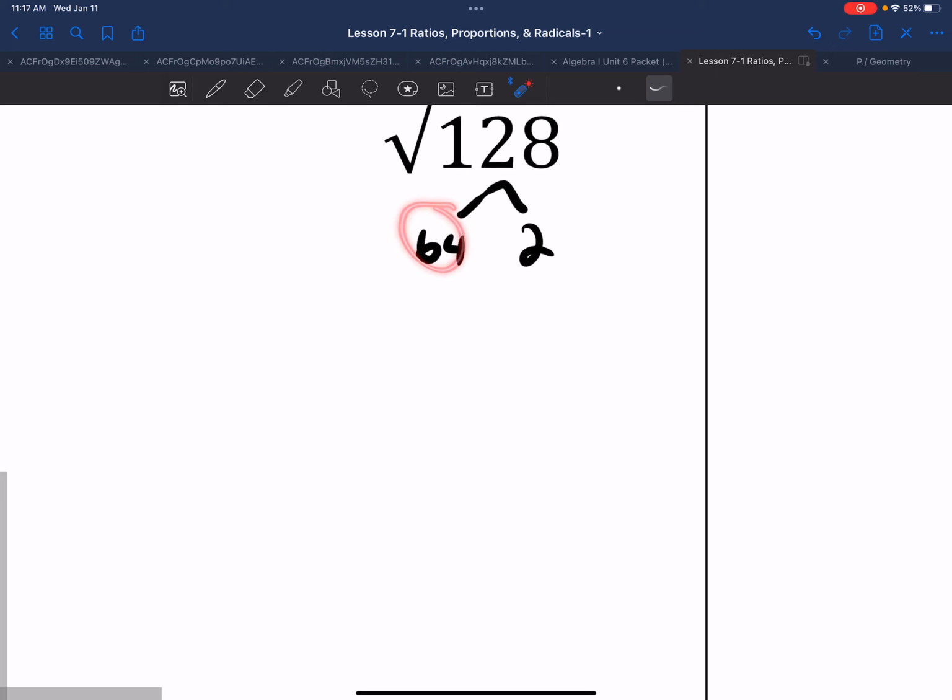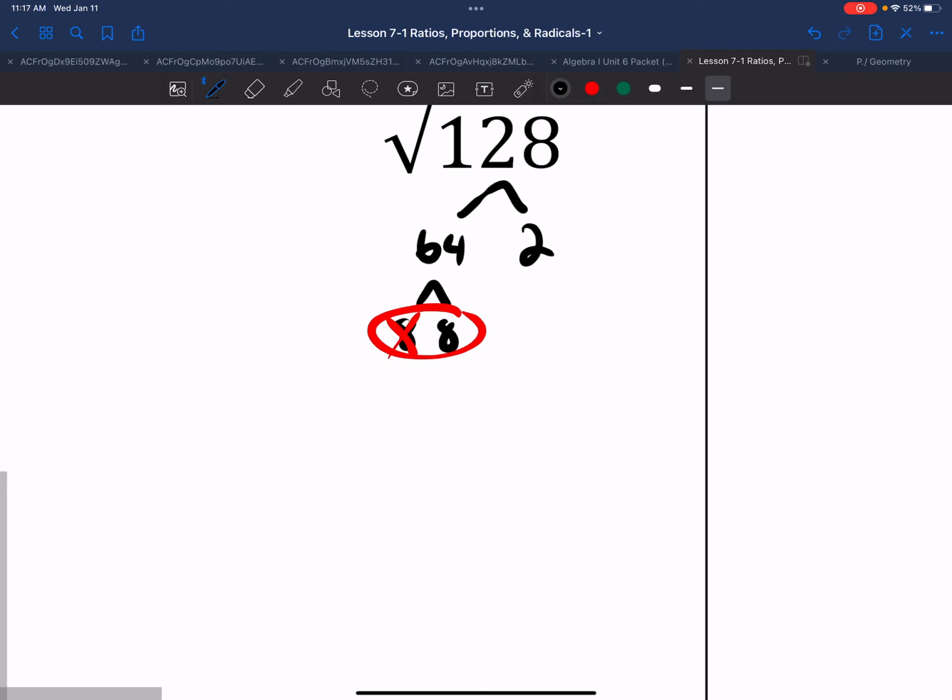Here, the 64, I'm thinking of two numbers that multiply together to give me 64, and I'm thinking 8 and 8, right? 8 and 8. And there you go. So look at that. Here's why it's called the buddy system. The reason why it's called the buddy system is because I have a pair of the same number. And what you do is you get rid of one of the numbers and you take it out of the square root. Okay, and it's going to go outside.